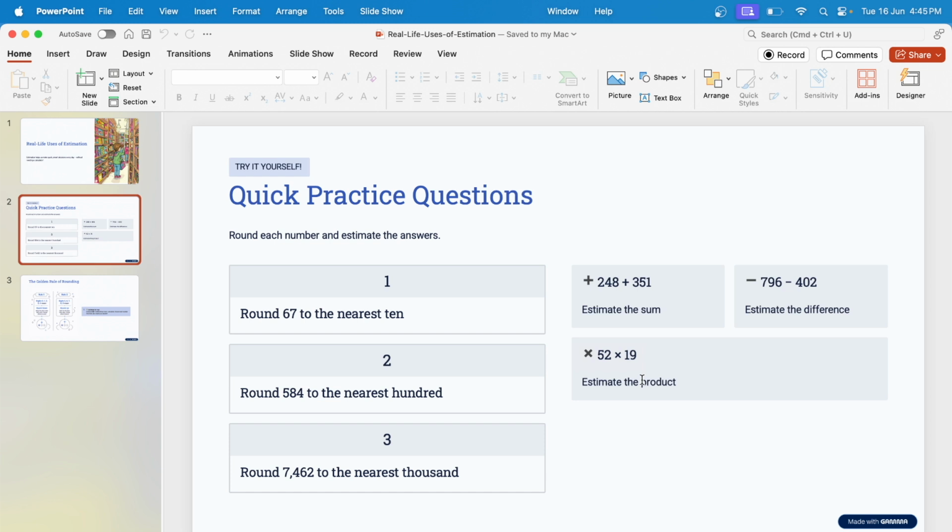Questions number 1, 2 and 3 I have already solved. Now let's discuss questions number 5, 6 and 7. Estimate the sum.